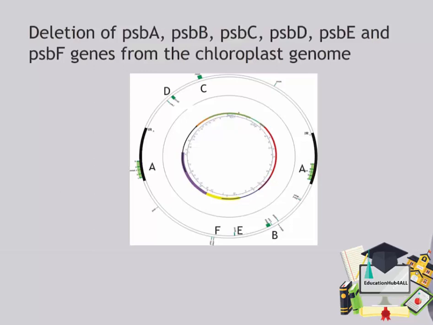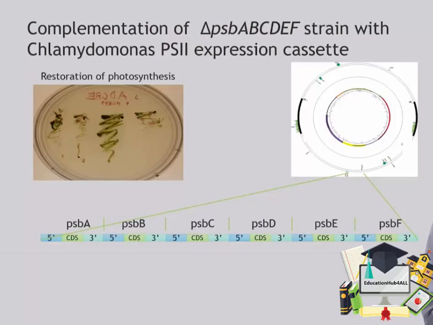In order to do that, the first thing we had to do is go back and delete all of the native genes. The reaction center of photosystem 2 is composed of PSBA, PSBB, PSBC, PSBD, PSBE, and PSBF. All of those genes are spread out all over the genome, as shown here by their letters. The first thing we did was, because the chloroplast goes by homologous recombination, we could delete all those genes.